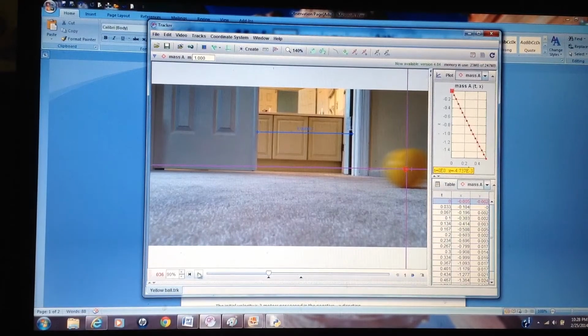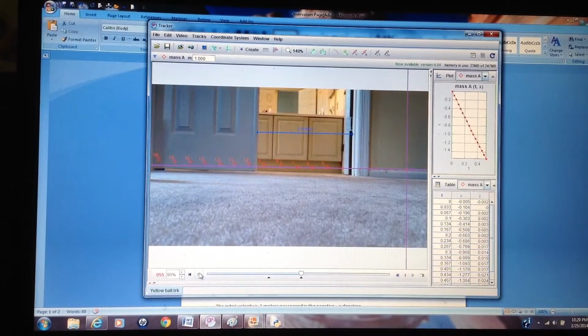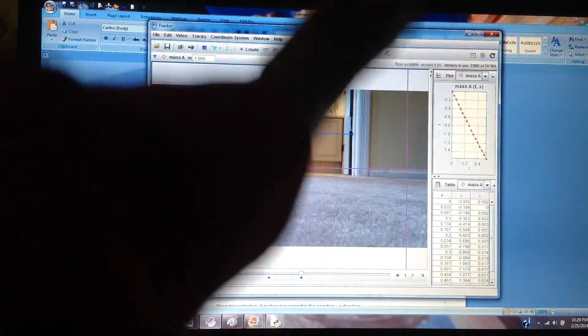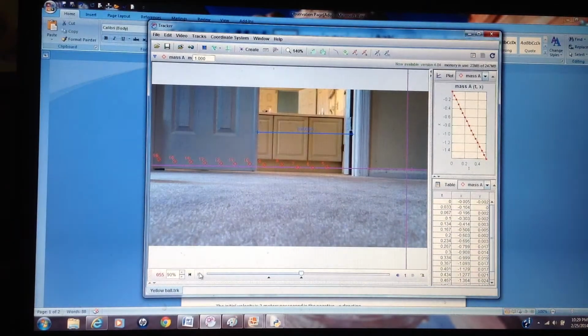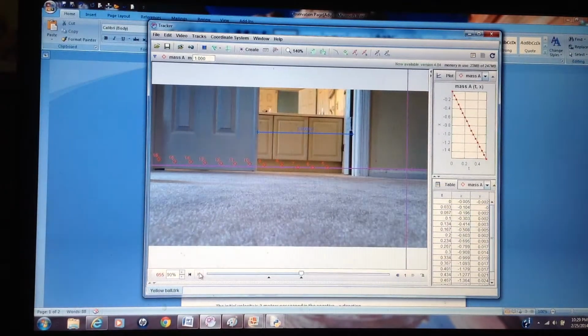Here's the video that I analyzed in Tracker. As you can see, I created my graph so that the positive x direction goes to the right, and so that the positive y direction is up. I calibrated the video to show Tracker that the distance between these two doors is 0.6 meters.